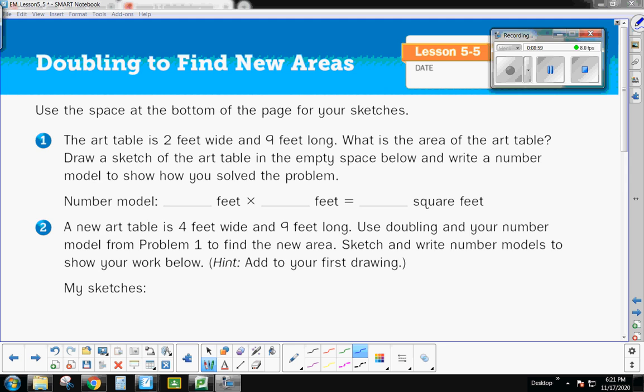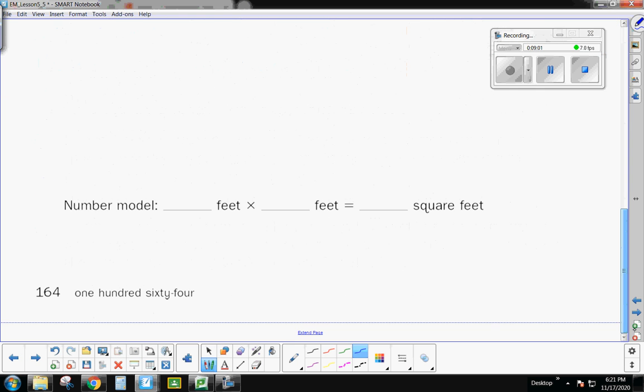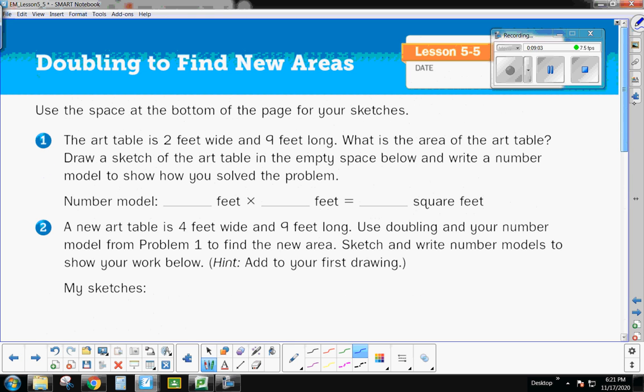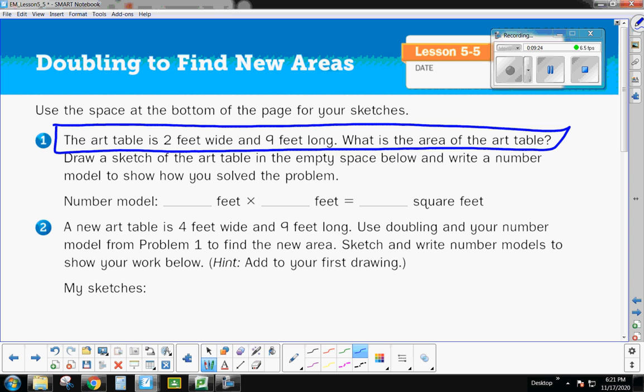All right, let's go ahead and turn in our workbooks to page 164. It says use the space at the bottom of the page for your sketches. Number 1 says the art table is 2 feet wide and 9 feet long. So what is the area of the art table? Let's just focus on this very first part. I want you to pause the video, go ahead and draw a sketch of that art table and label it and find the area. Pause your video.